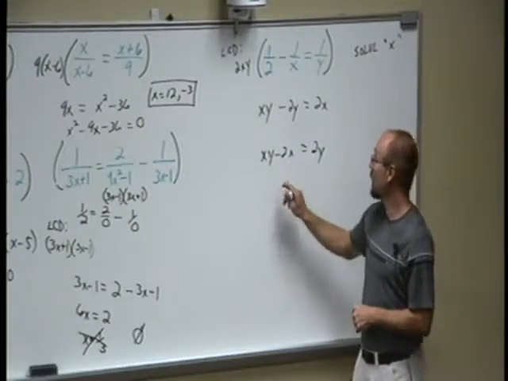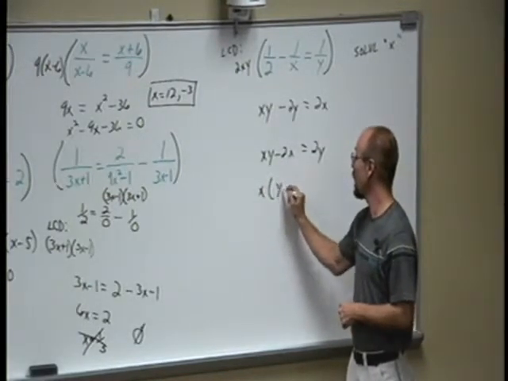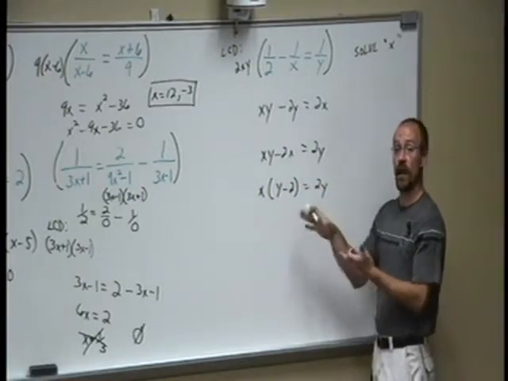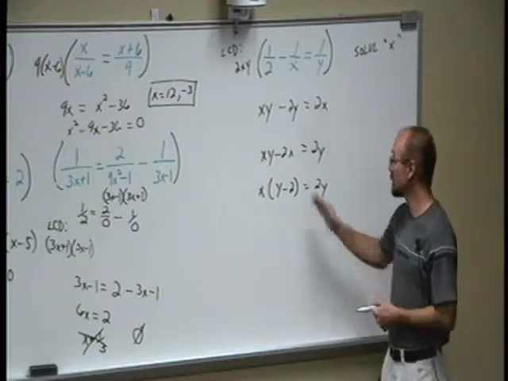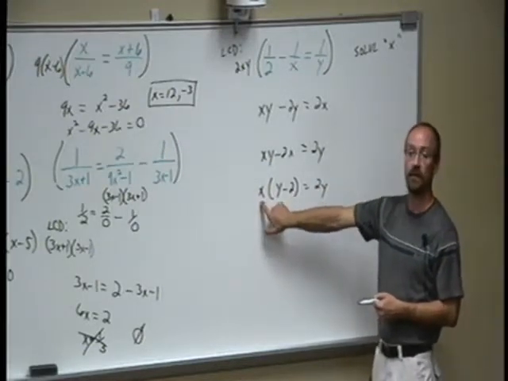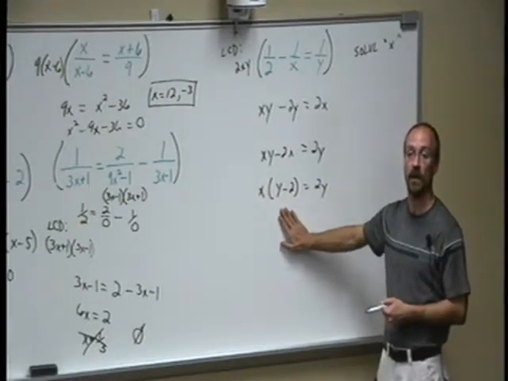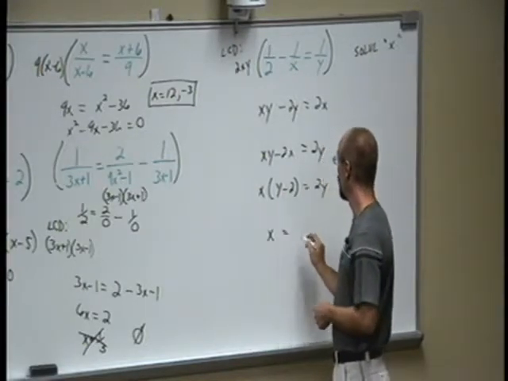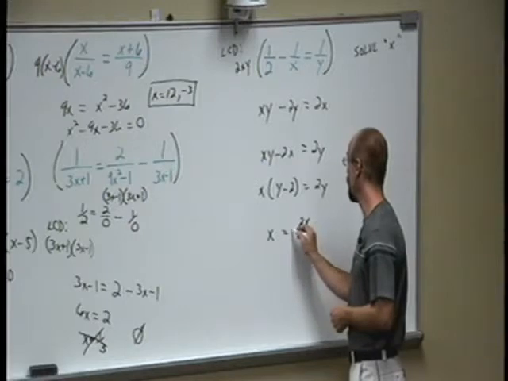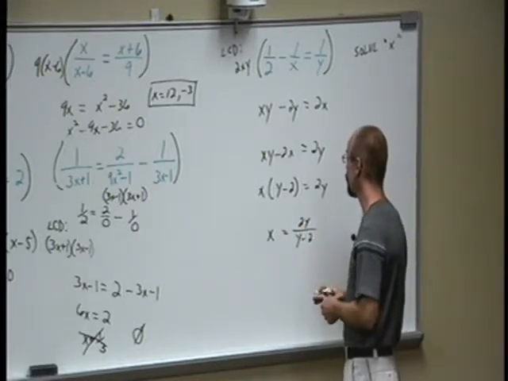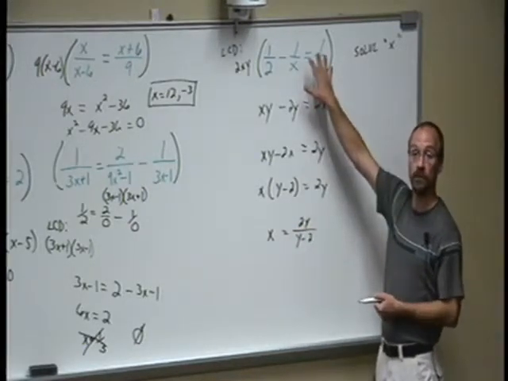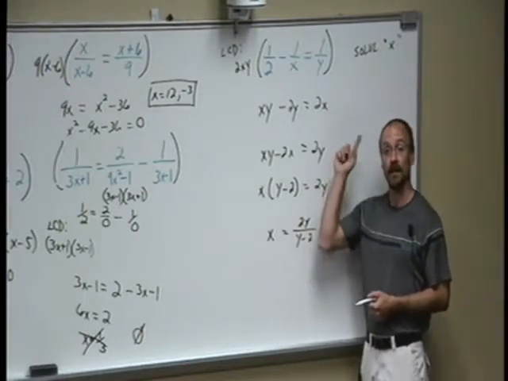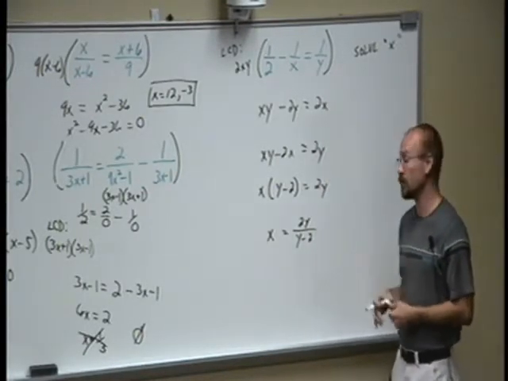All right, so let's factor out an x, and that leaves me with x times y minus 2 equals 2y. Well, now, once we've factored out that x, now that we've recognized that step, to get x by itself, all I have to do is divide by y minus 2. So if I divide both sides by y minus 2, I'm going to get x equals 2y over y minus 2. Now, this doesn't look much improved from what we started with, but we did solve for x, and that was the instructions given. Let's solve for x.